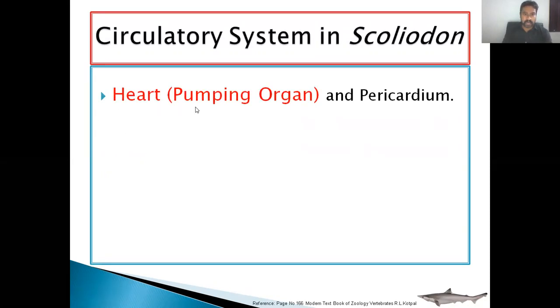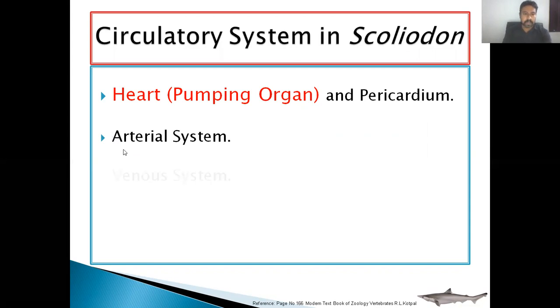The first one is the heart, that we have to deal with in this discussion, that is, the external and internal structure of the heart and the working of the heart. So the first part is the heart, with the pericardium, which is the covering of the heart. Then the arterial system.